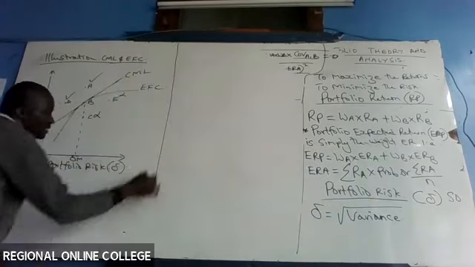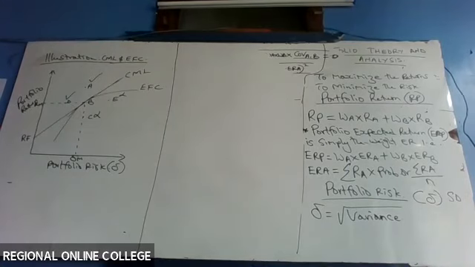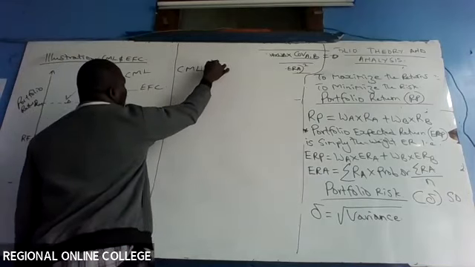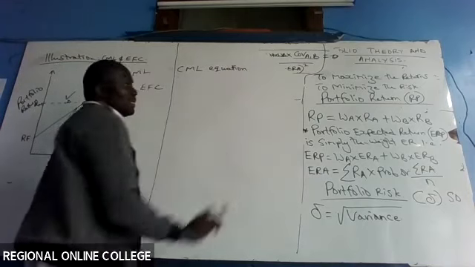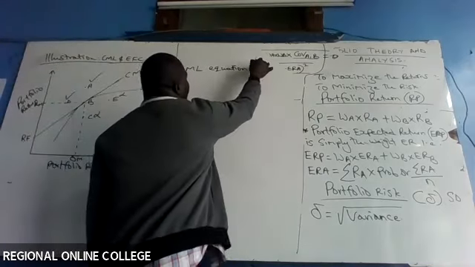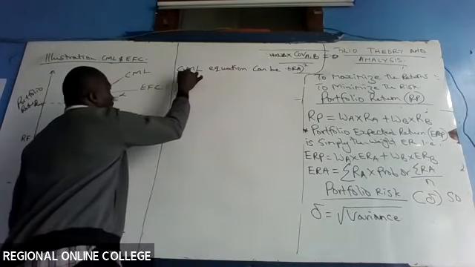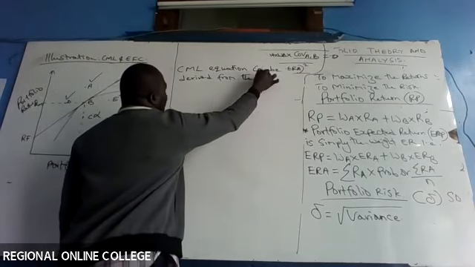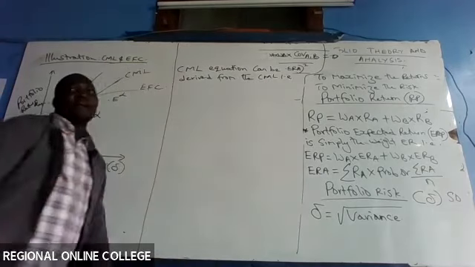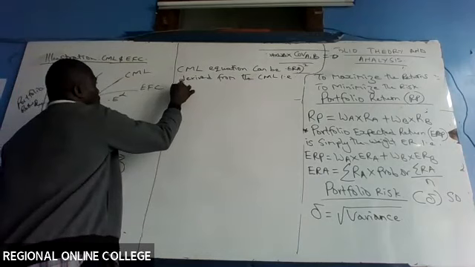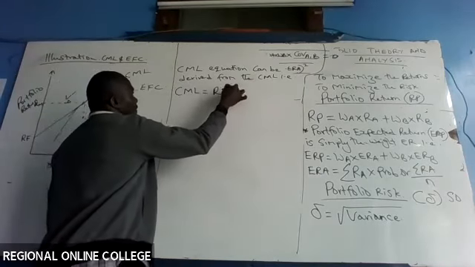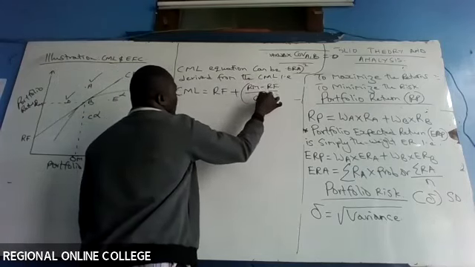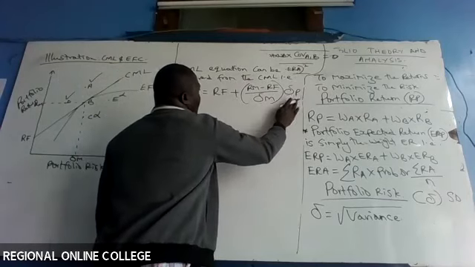So let's just say this: the CML equation can be derived from the CML, i.e., CML equals RF plus RM minus RF divided by the standard deviation of the market, times the standard deviation of the portfolio.